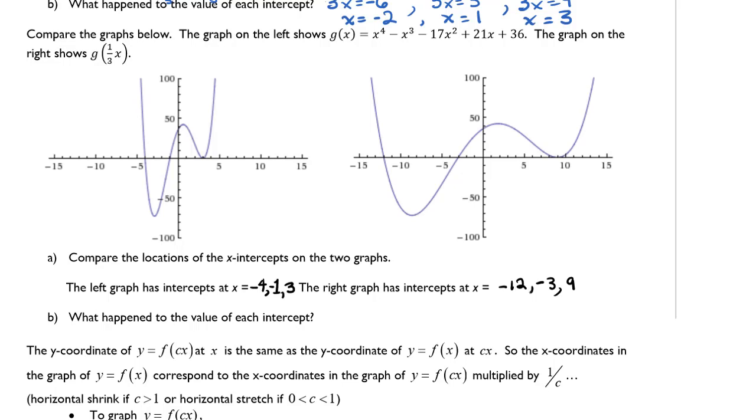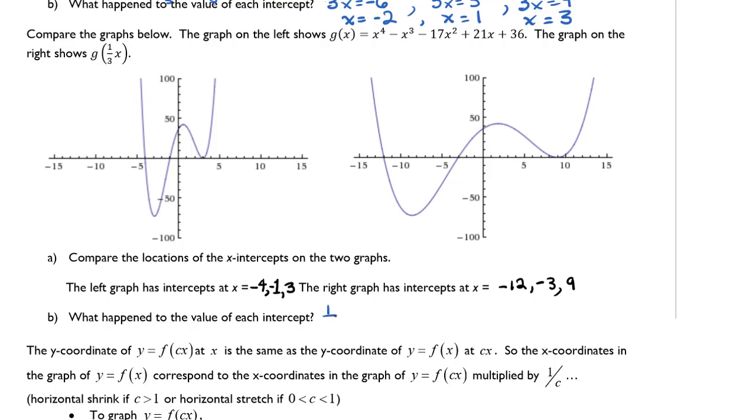we would have to multiply by 3. To get from -1 to -3, again, we would have to multiply by 3. And to get from 3 to 9, we would have to multiply by 3 again. Hopefully there's a pattern that you're seeing. g of 1/3 x is the graph on the right. Again, the height of the graph has not changed at all, but the x-intercepts have been scaled.